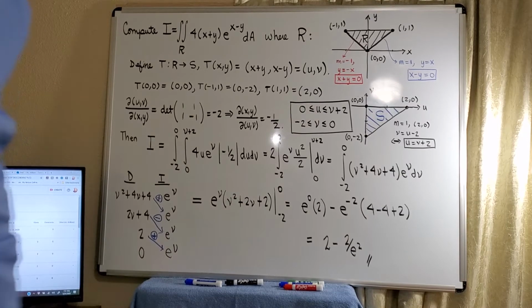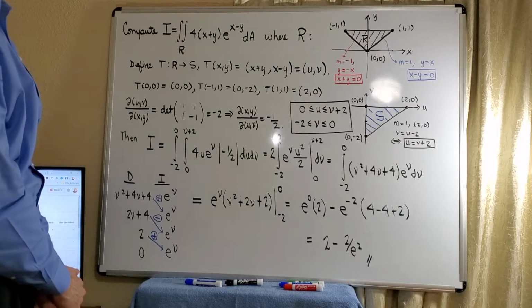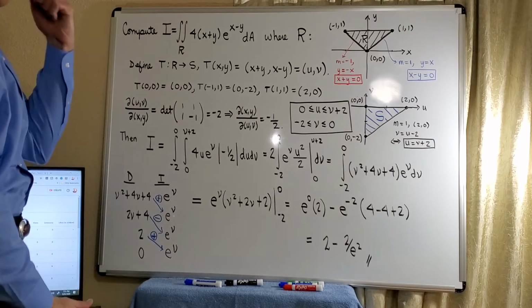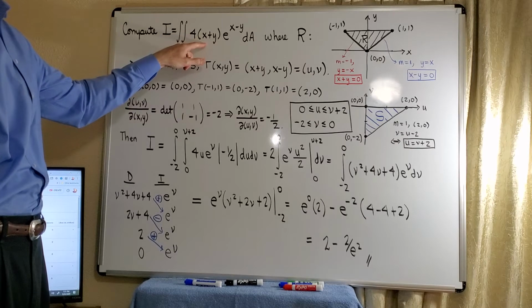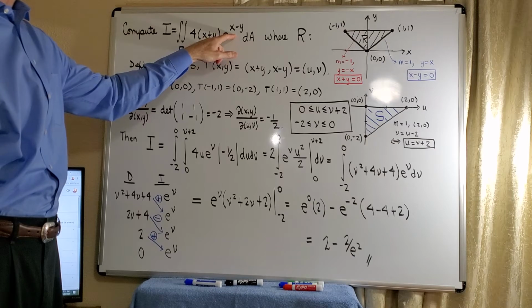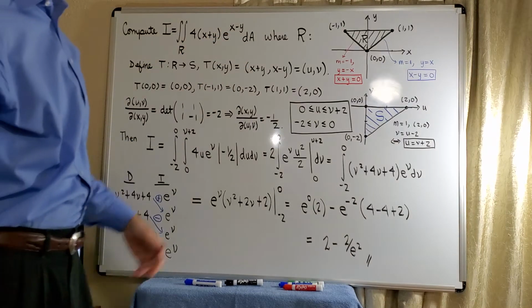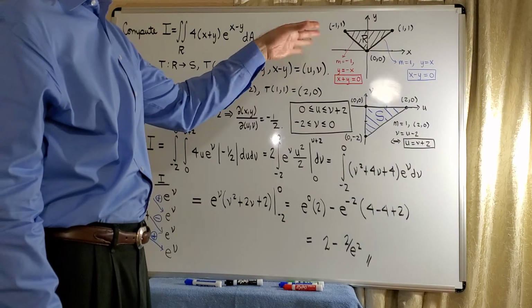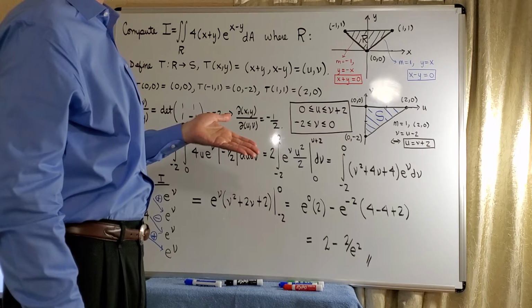Let's look at another change of variables problem. In this particular case, we're looking to compute the following integral here. We have the integral over the region R of 4 times (x plus y) times the exponential e to the (x minus y), integrated over the area element. Now, R in this case looks like half of a square, and you can do this problem several different ways.